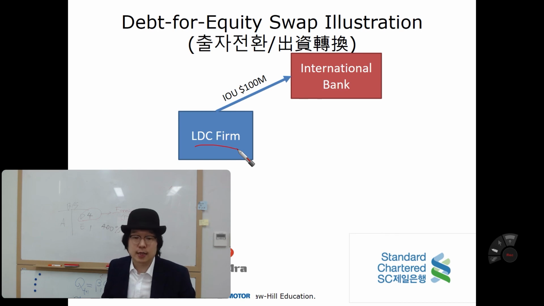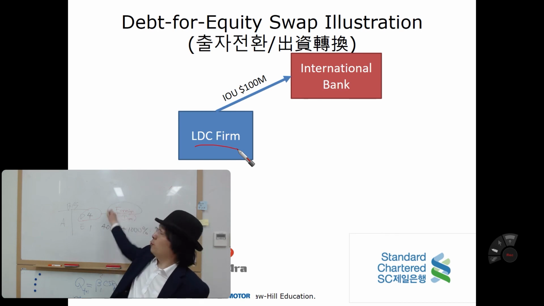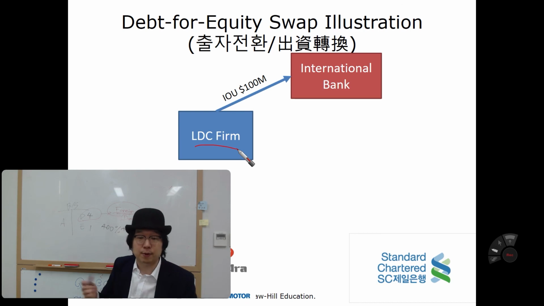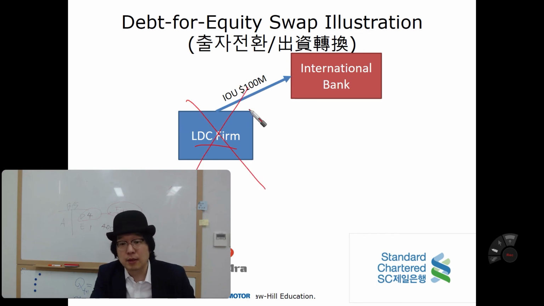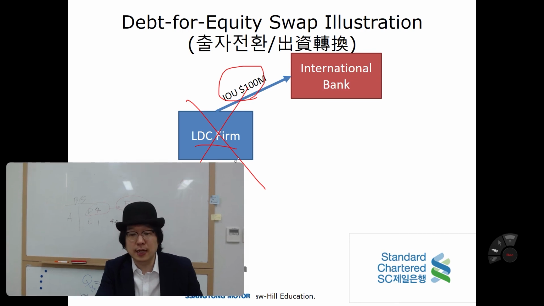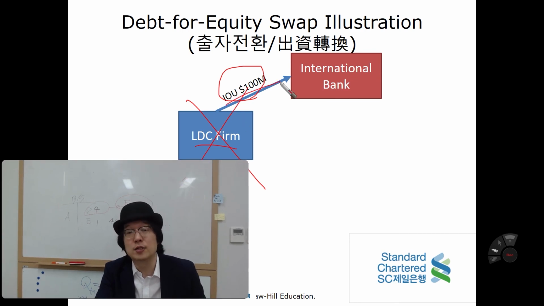Now I said they had a lot of borrowings from the foreign banks. For example, Bank of America, let's say. Daewoo borrowed $100 million from Bank of America, let's say. I owe you $100 million, but they went bust, bankrupt. Now what happens to this loan amount they did not pay yet? Obviously they cannot pay 100% of this amount.